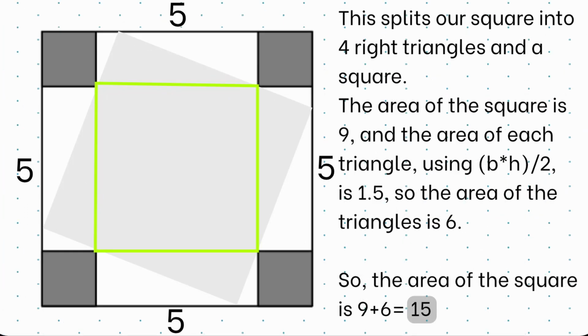The 4 yellow lines split our square into 4 right triangles and another square. The area of the square is 9, and the area of each triangle, using base times height divided by 2, is 1.5. So the area of all these 4 triangles is 6. So our answer is 9 plus 6, which is 15.